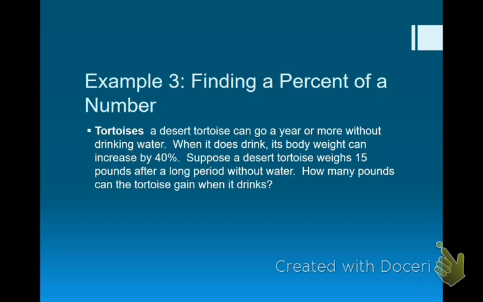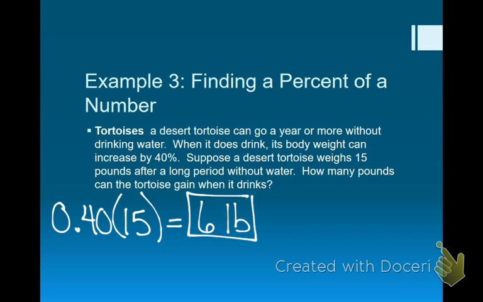The way I do that is I change 40% to a decimal. Does everybody agree 40% is 0.4 as a decimal? Okay. I multiply that by my total to get whatever that amount is. In this case, it would be 6 pounds.